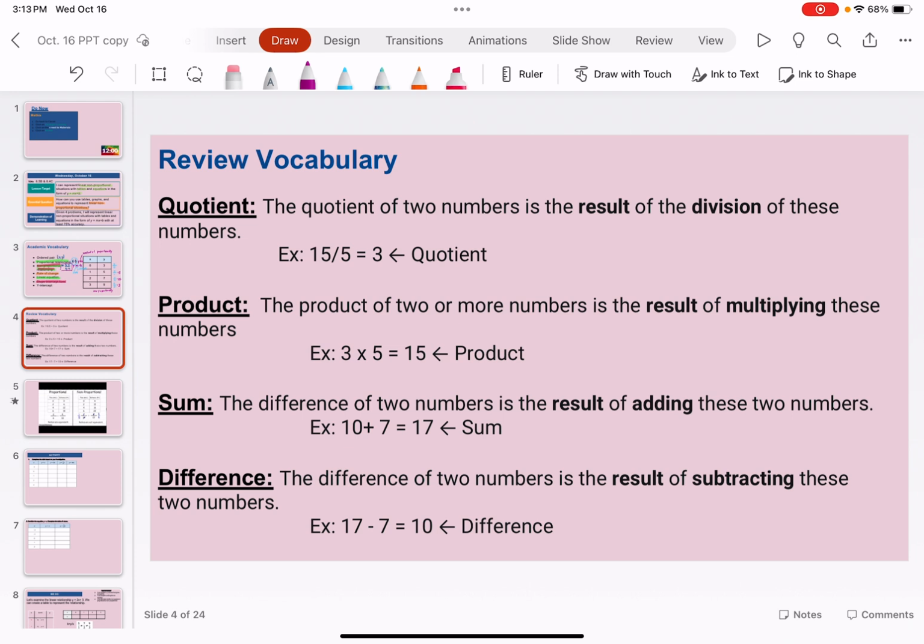Okay, we just have to review some vocabulary words. So these are operational keywords, so keywords for math operations. We have the word quotient. Remember, the quotient of two numbers is a result of dividing two numbers, right? So that's division. So 15 divided by 5 is 3. 3 is called the quotient. Then for products, the product of two or more numbers is a result of multiplying these numbers. So when we multiply, our answer is called the product.